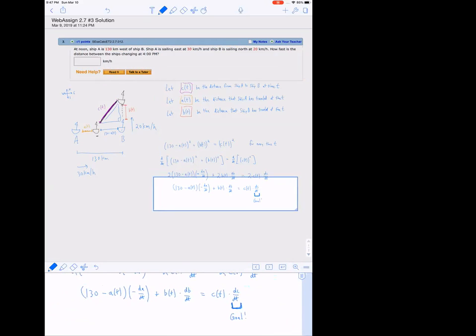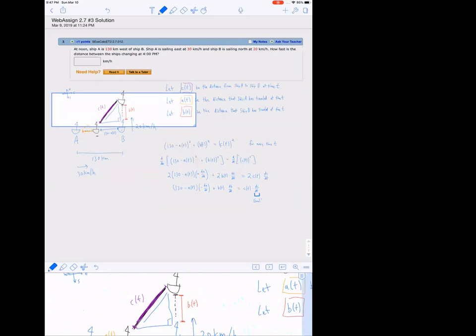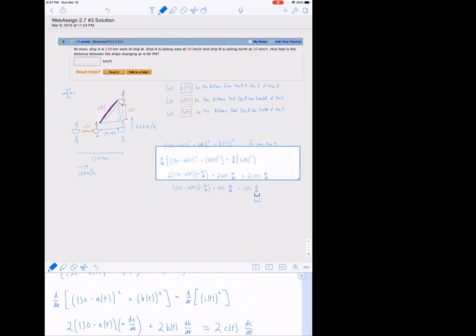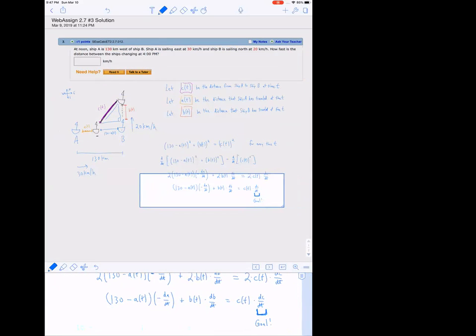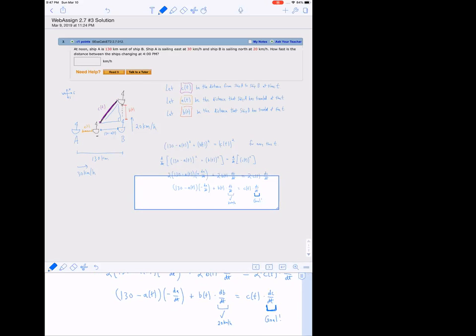Okay, C of t, that's this distance between the two ships at 4 p.m. I don't know that off the top of my head. We'll have to come back to that. But dB/dt, well, that we know. That was given. That is the rate of change of ship B. That was our 20 kilometers per hour. And B of t, oh, well, I guess we can work this out.